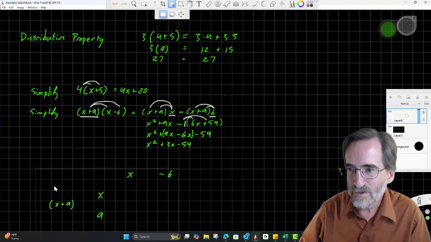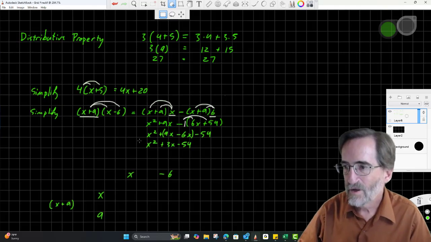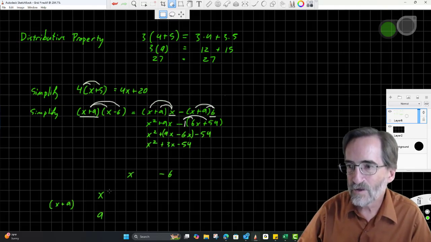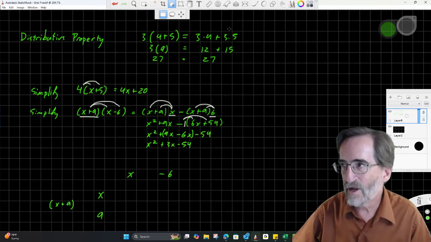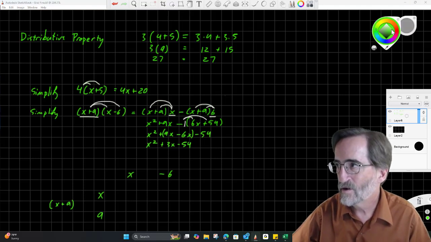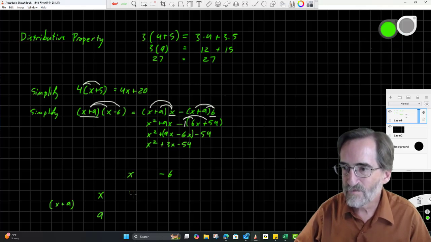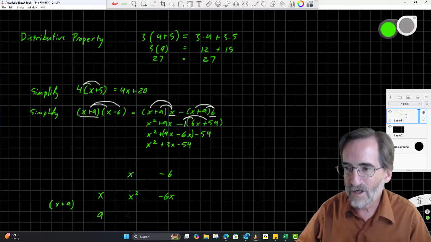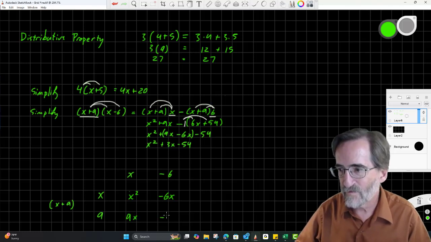All right, so let's move it down here. Here's what we're going to do. We're going to multiply each column by each row. x times x is x squared. Then negative 6 times x is negative 6x. And then x times 9 is 9x. Negative 6 times 9 is negative 54.